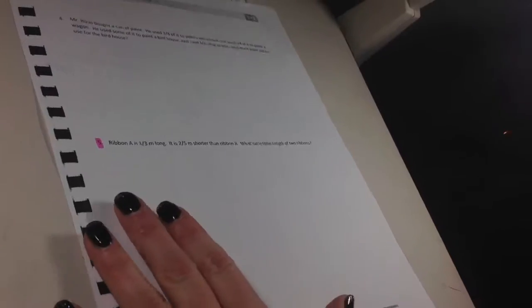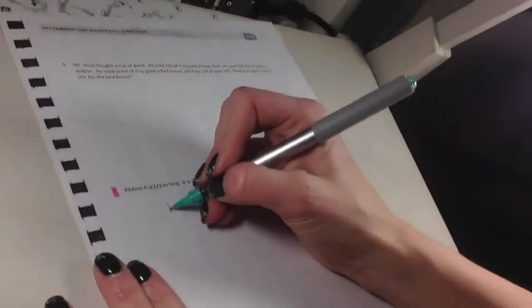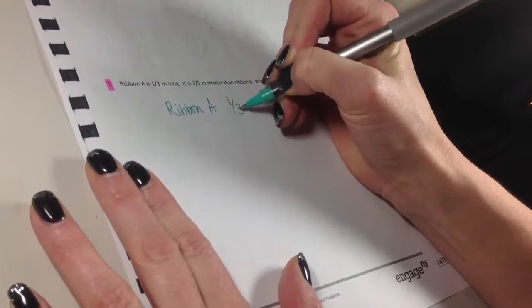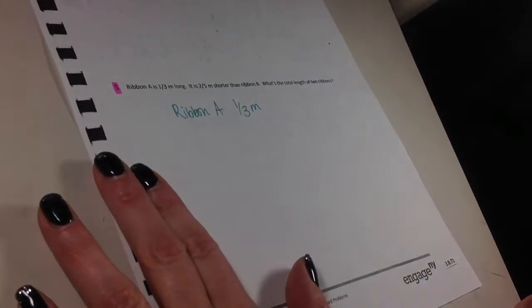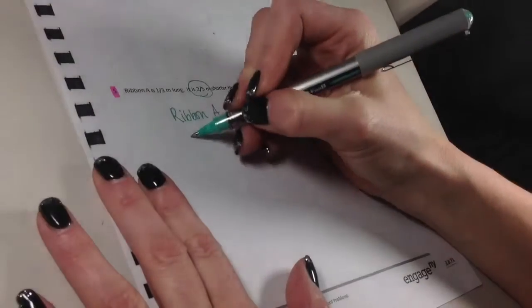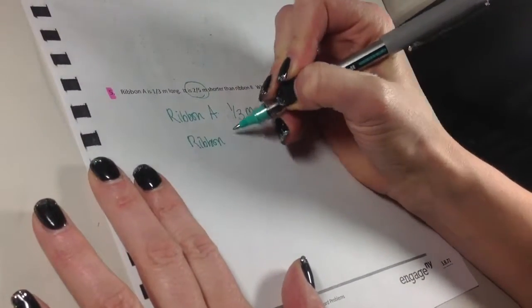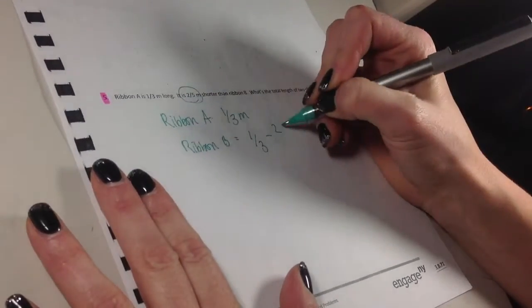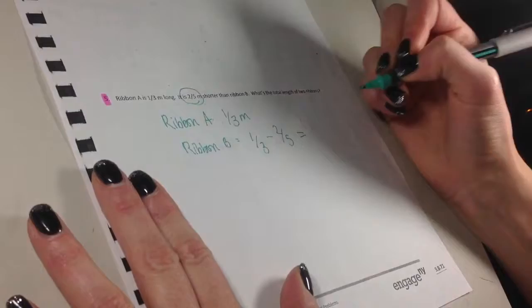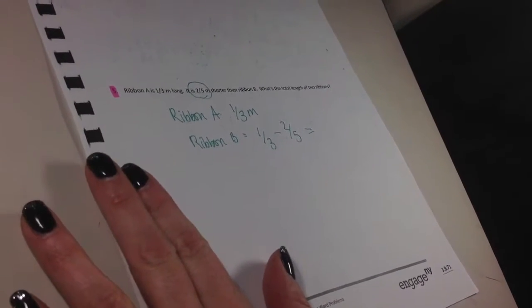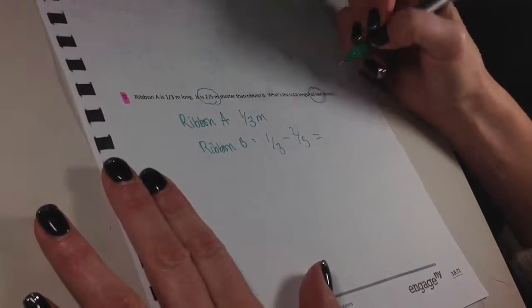Okay, last one. Ribbon A is 1/3 meters long, and it's 2/5 meters shorter than ribbon B. So ribbon B is 1/3, but minus 2/5. What's the total length of the 2 ribbons? So I have to add them together.